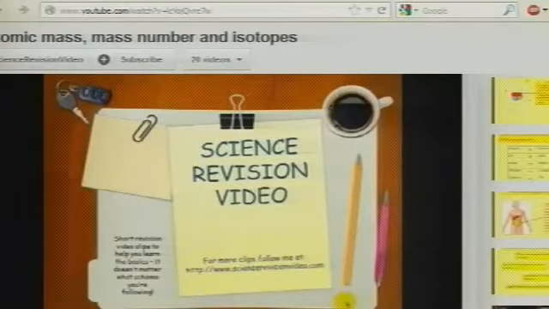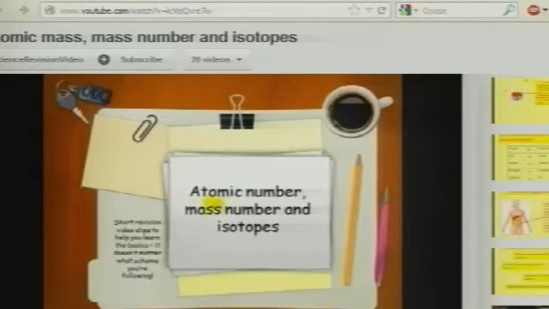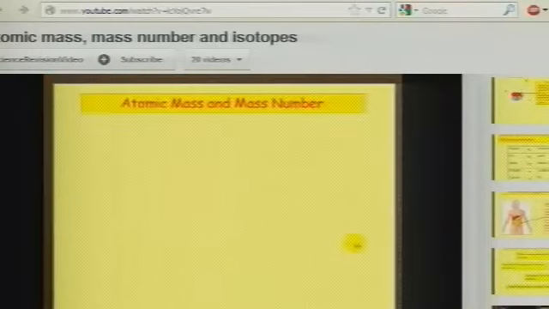Hello and welcome to another Science Revision video. Now in this video we're looking at atomic number, mass number, and what we call isotopes. So let's begin, shall we?